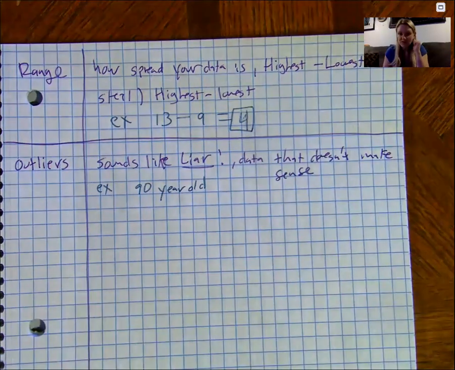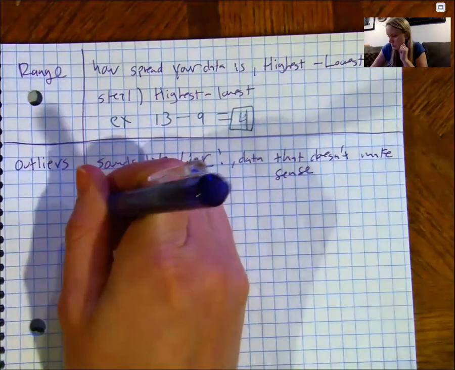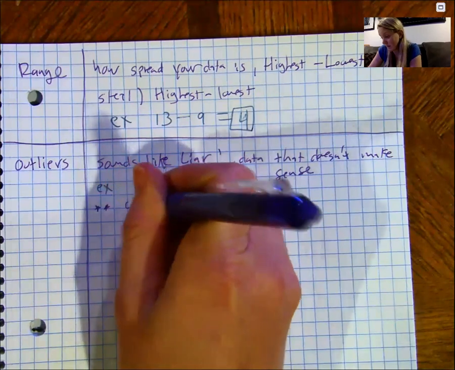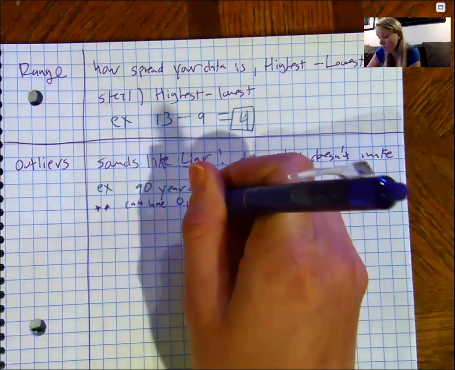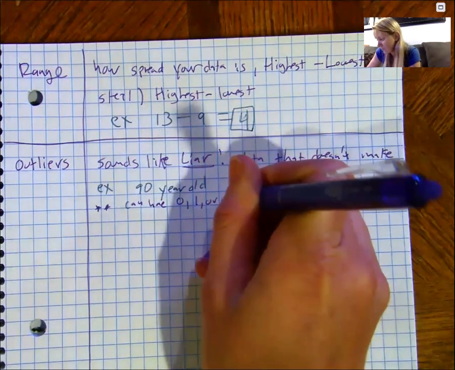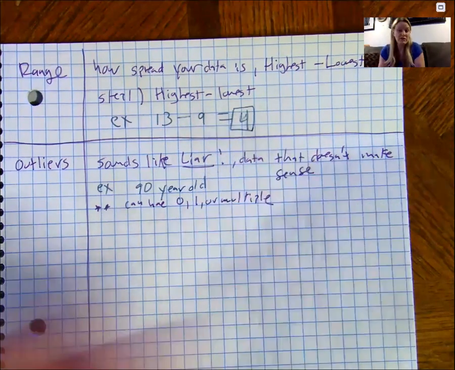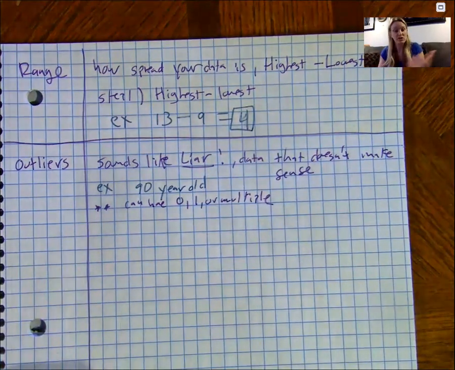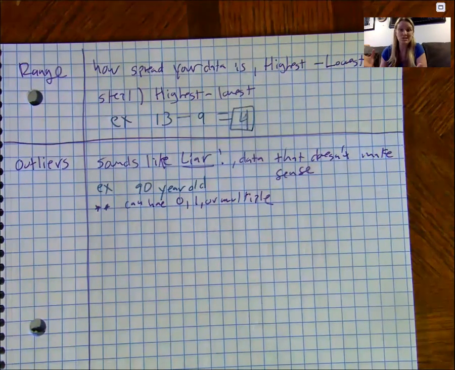Okay, and there's stuff to go with that too. We'll just put our stars below. You can have 0, 1, or multiple. So you can have no outliers. In our initial set of data, we didn't have an outlier. We had 9 through 13-year-olds. That made sense for our data. When we added the 90-year-old, we had 1 outlier, that was very far away from our data. What if the 90-year-old brought their 92-year-old partner? Well, then there'd be 2 outliers.